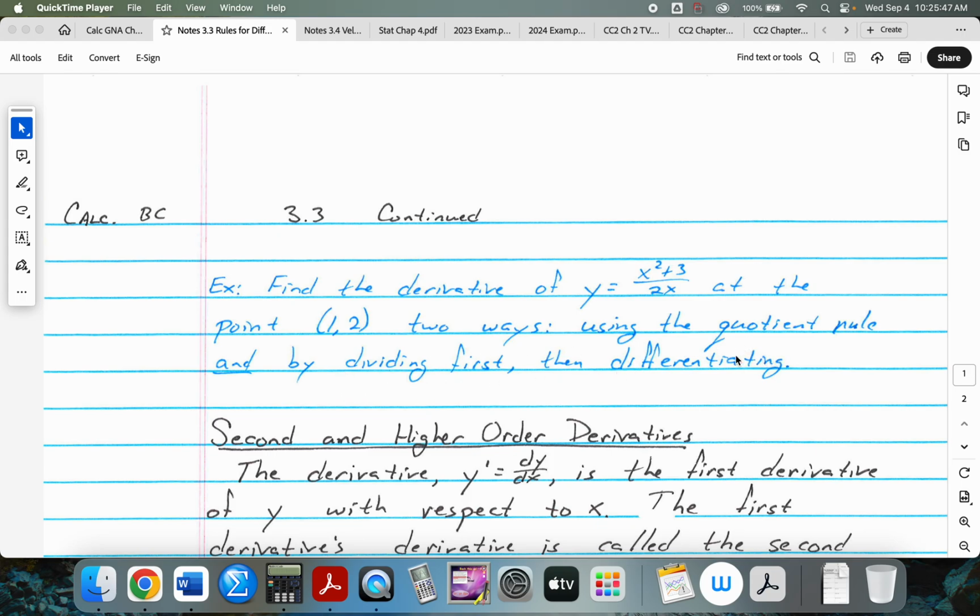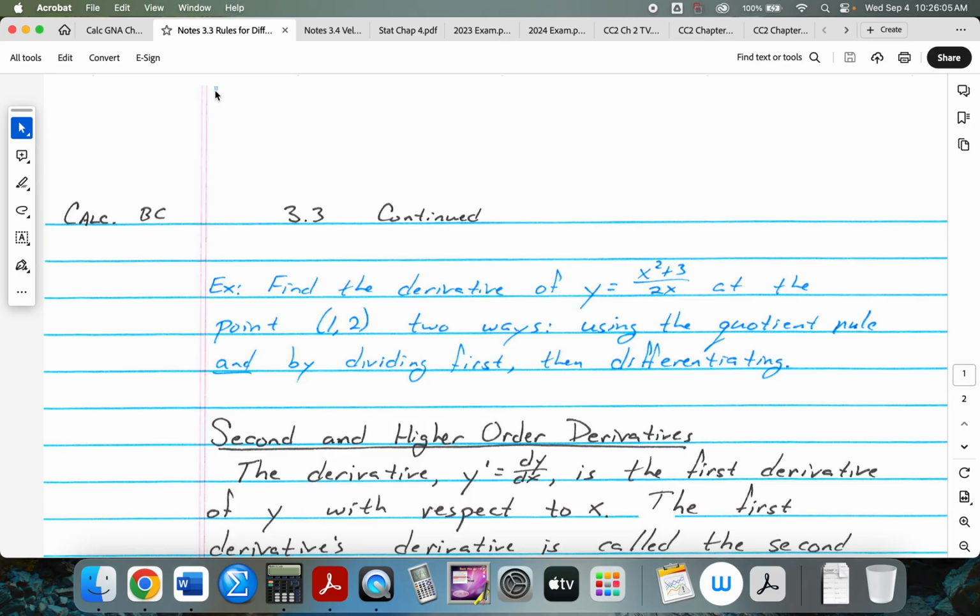So this is actually just what we were talking about. And we'll be able to kind of do them in parallel and go, okay, simplifying is a little bit easier. In this case, not a ton, but in some cases, simplifying is going to be a lot easier. All right, so first let's do it by using the quotient rule.